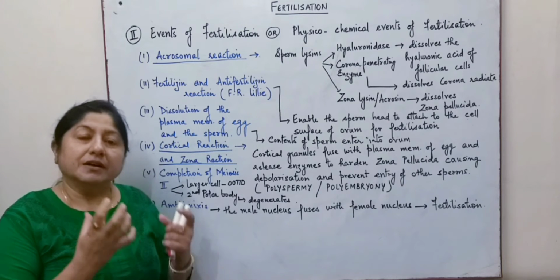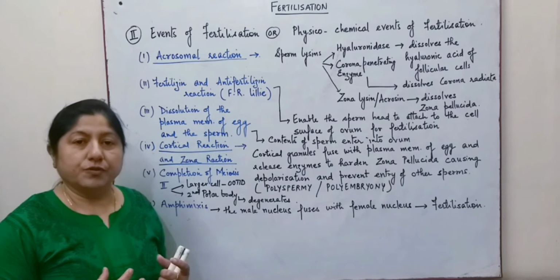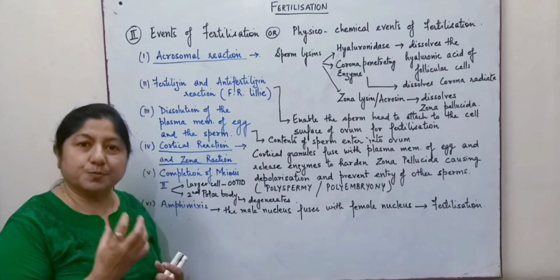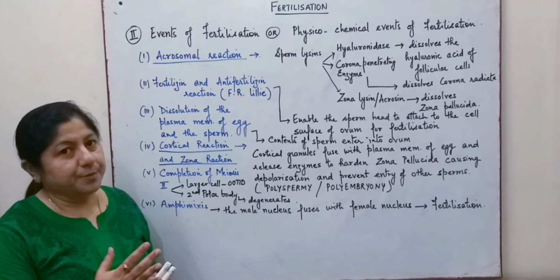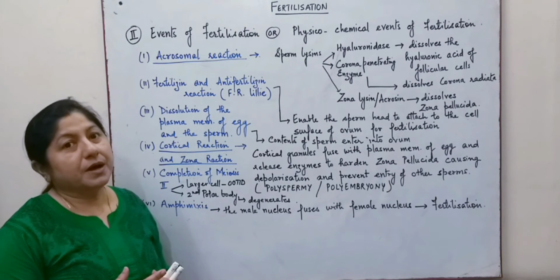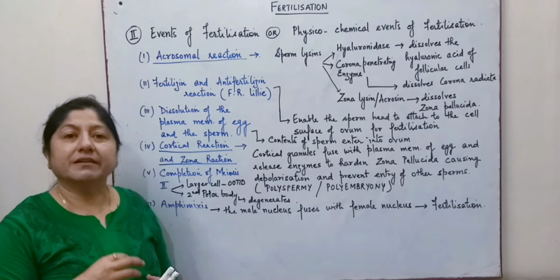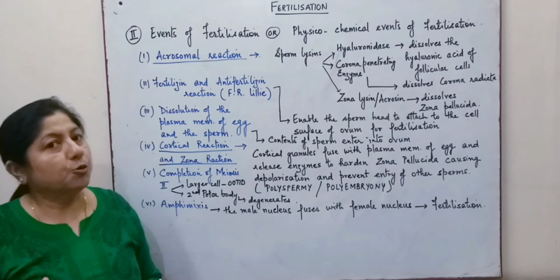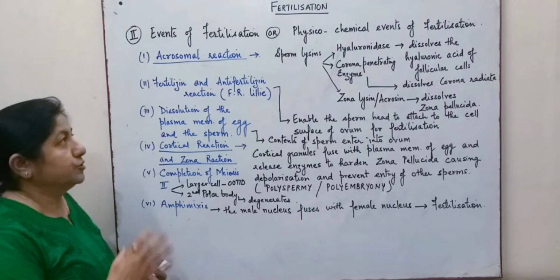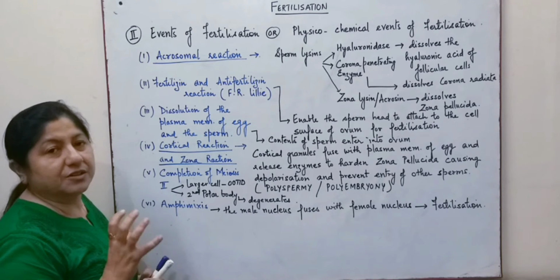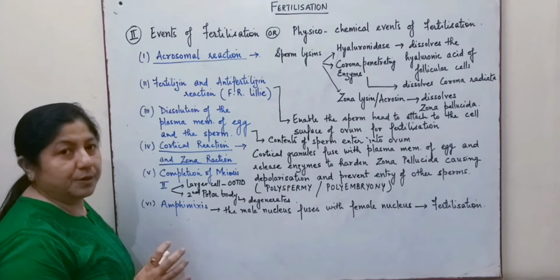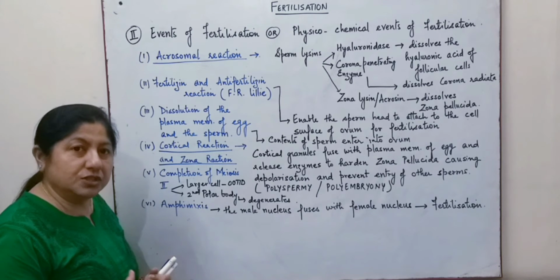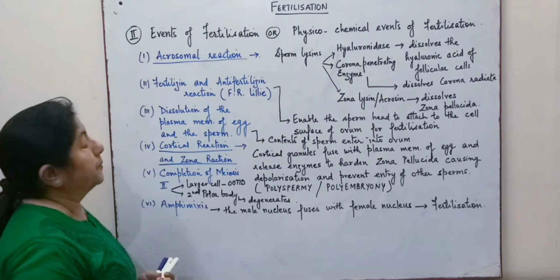Also, the part of the ovum which receives the sperm is known as the animal pole. From this part itself, the polar bodies are extruded. The other pole will be known as the vegetal pole. So the ovum will have the vegetal pole and the animal pole, and the animal pole is the region where it receives the sperm.